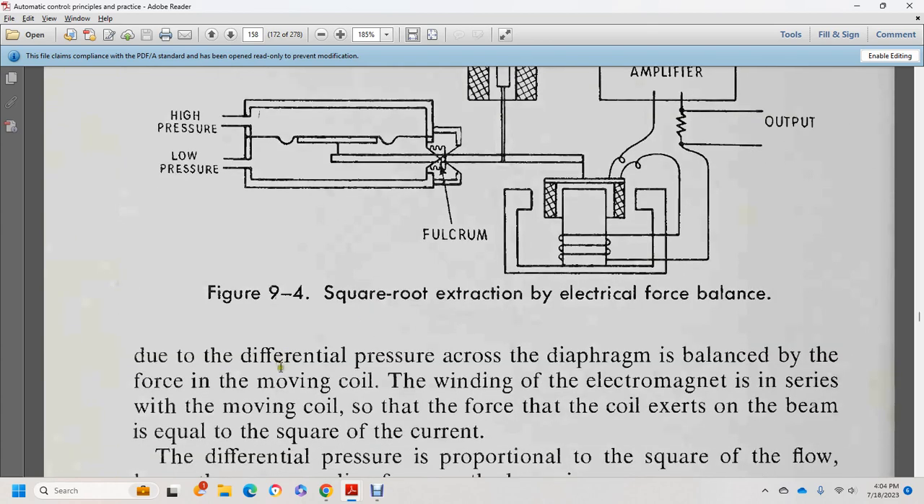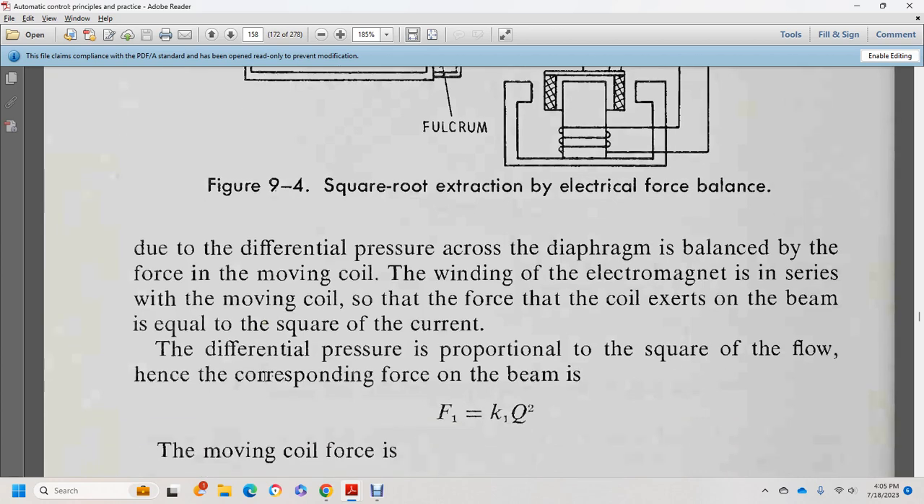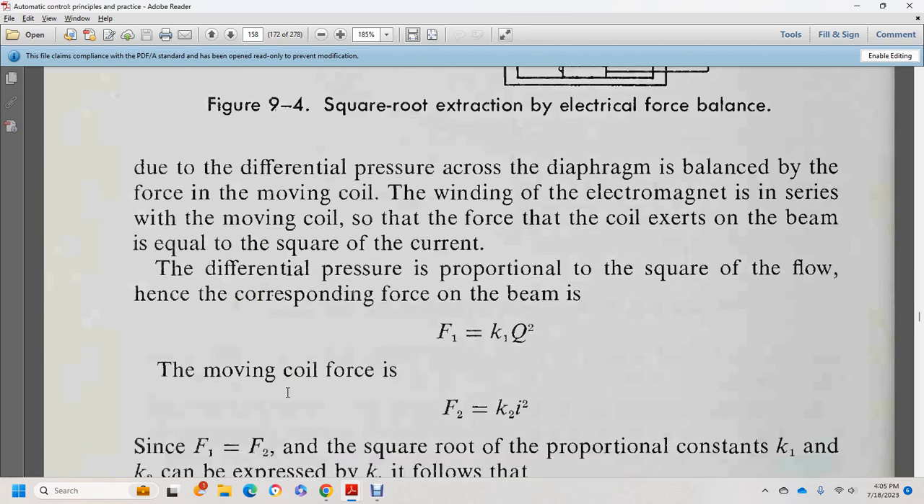Due to the differential pressure of the diaphragm, balance with the force of the moving coil of the winding of the electromagnetic series. The force of the coil exerted on the beam is proportional to the current. Differential pressure is proportional to the square root of the flow force. The force on the beam is equal to the moving coil force, F1 is equal to F2.